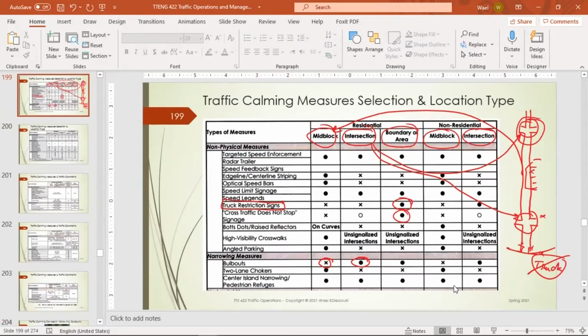So now the bulb outs are usually at intersections. The two-lane chokers are usually in mid-block, and it's irrelevant to put them at the intersection. And it's irrelevant to put them at the boundary area, but we can have a bulb out at the boundary area. A center island narrowing, okay, can be in the mid-block, in the intersection, and in the boundary area, no problem.